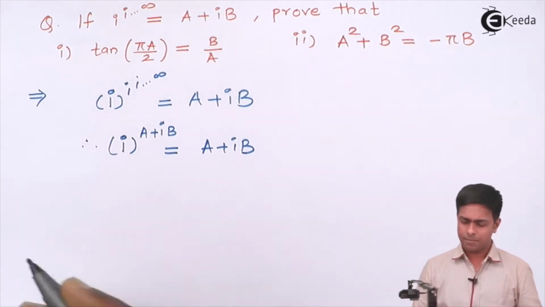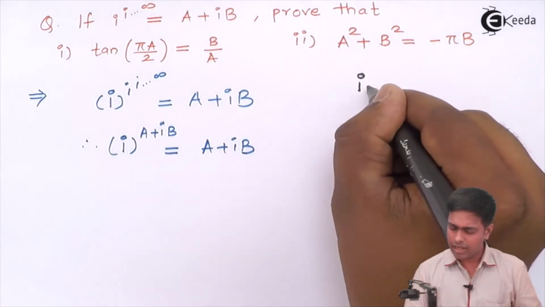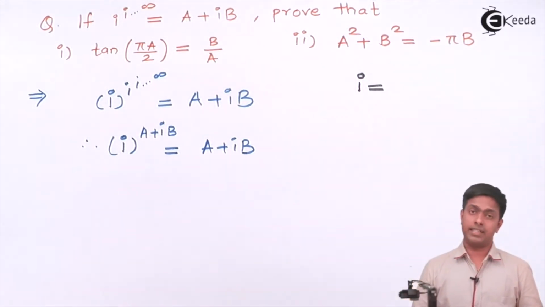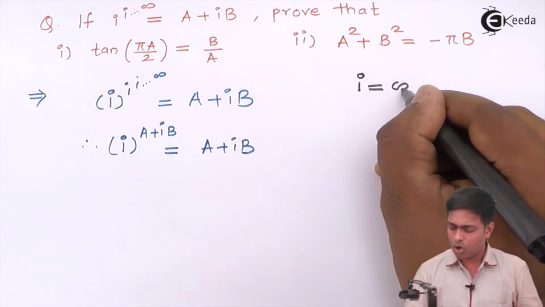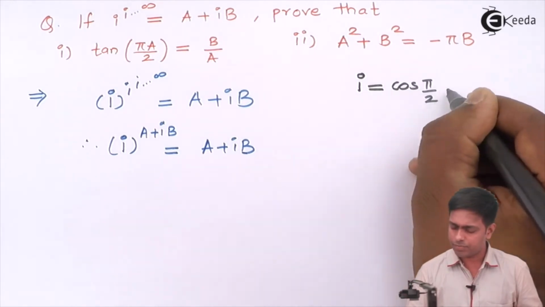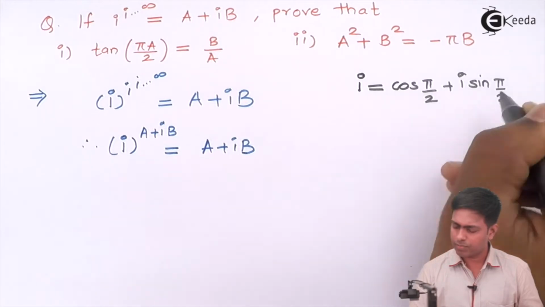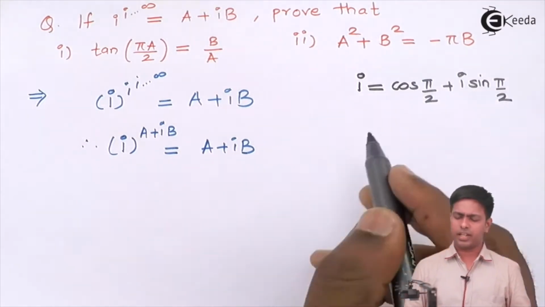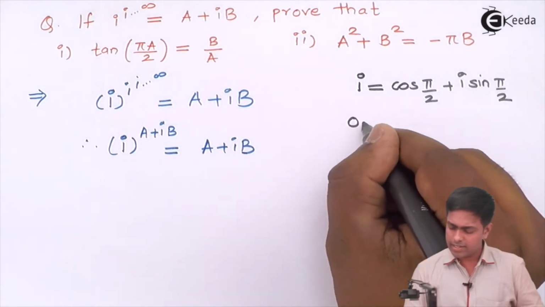So let's start. Now my number is i. It is nothing but 0 plus i. If I convert it into polar form, it will look like this: cos of pi by 2 plus i sin pi by 2. Now you must be thinking, how did I get this value? Let me show you in detail.